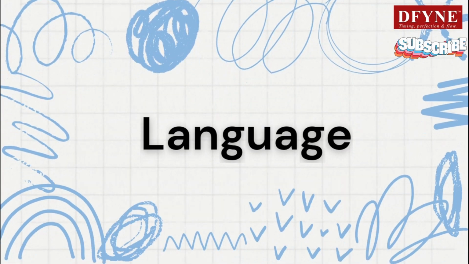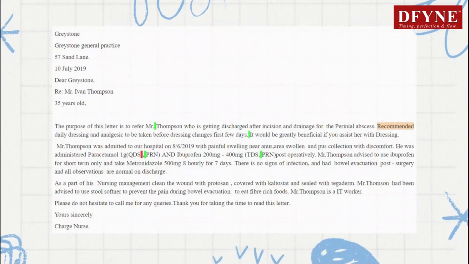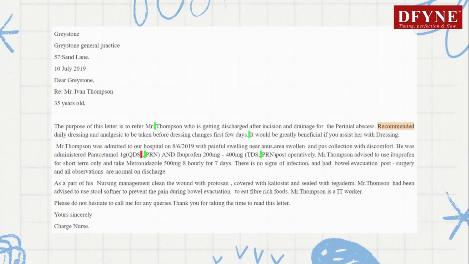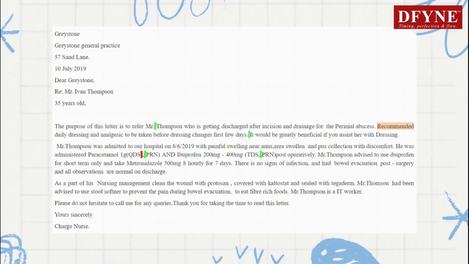The last criterion is language. The language is mostly accurate but has some errors. Most of these errors are punctuational and some grammatical, but none of them causes confusion. However, there is a considerable strain reading the letter.